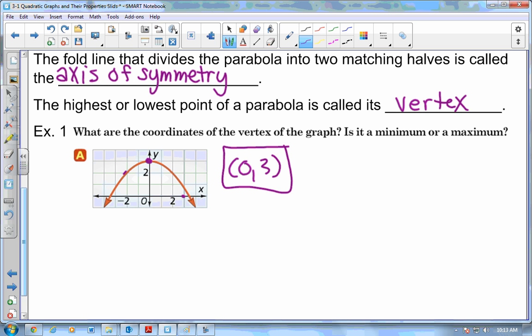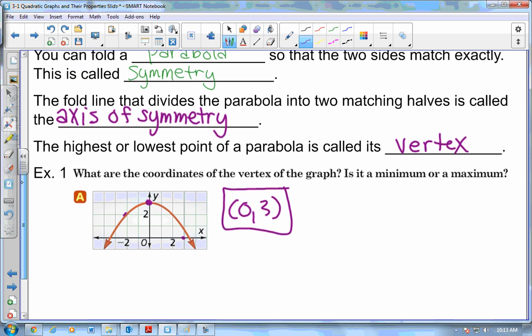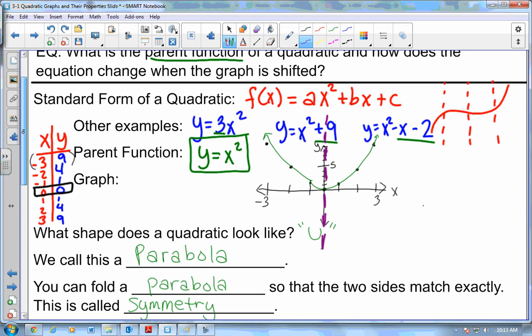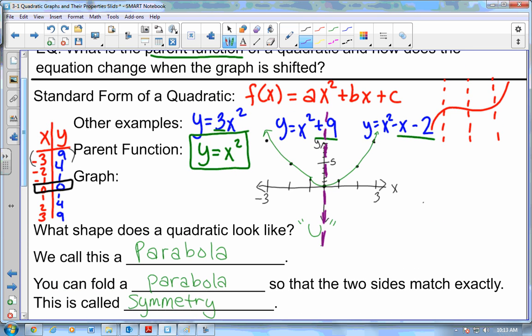You can also find the vertex by looking at a table of values. We actually secretly did that up here. Where is it? Right there. You see that turnaround point? That is the vertex. So in this case, the vertex was 0, 0.